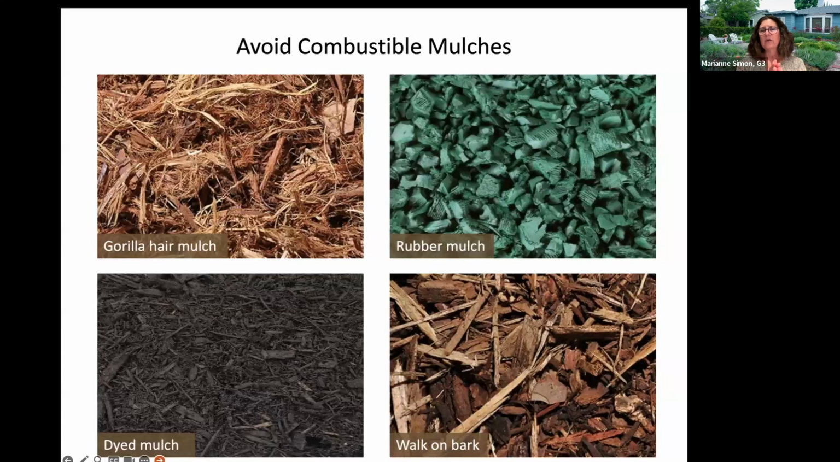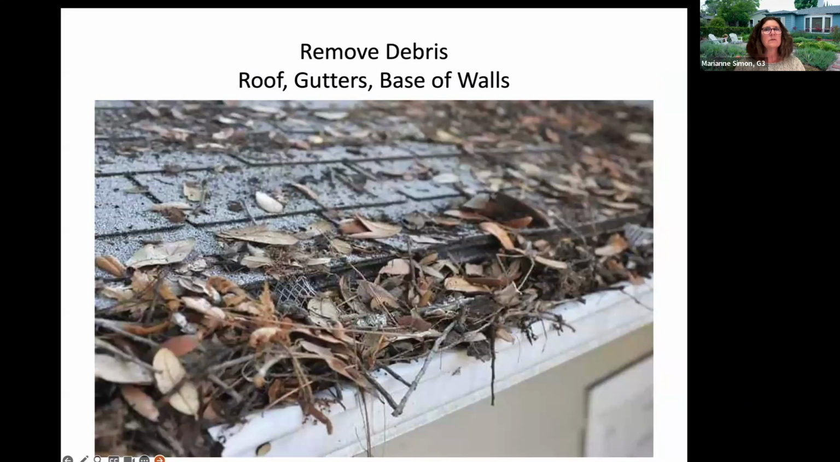But the role of that green-brown mulch is so important in terms of keeping the soil moist, keeping it cool. It helps conserve water as it breaks down. It feeds the soil, which again is so important for the health of our gardens. And the importance of making sure that you've got no debris that is building up on the roof, the gutters, the base of the walls.